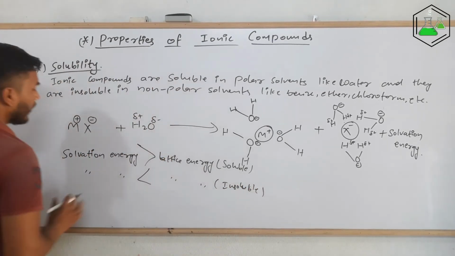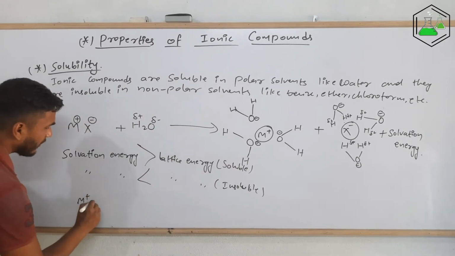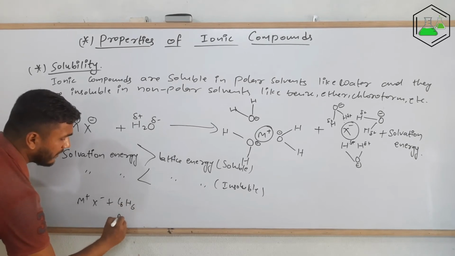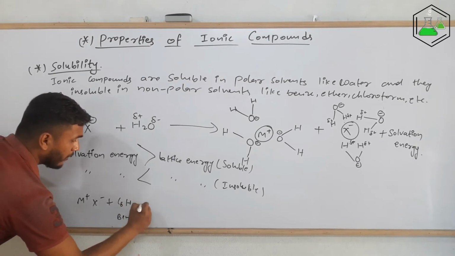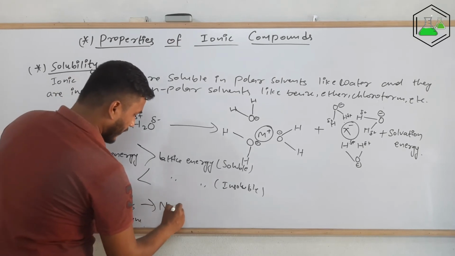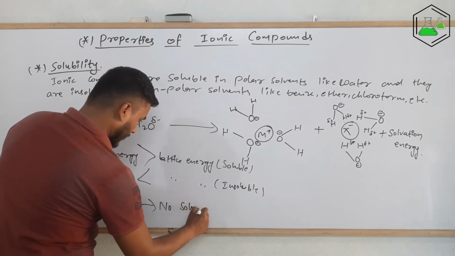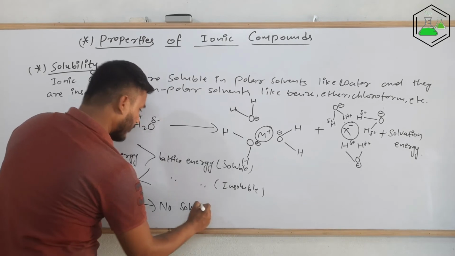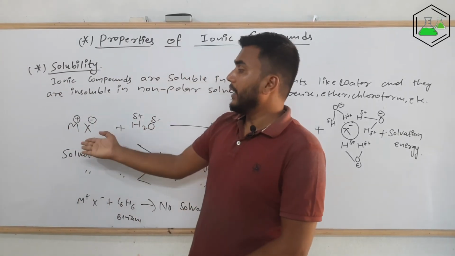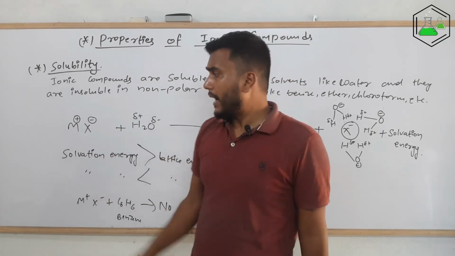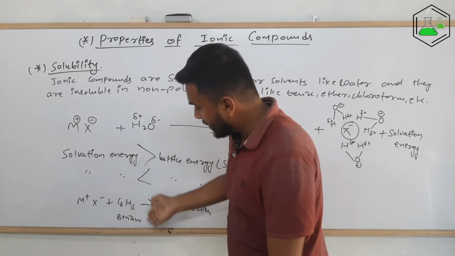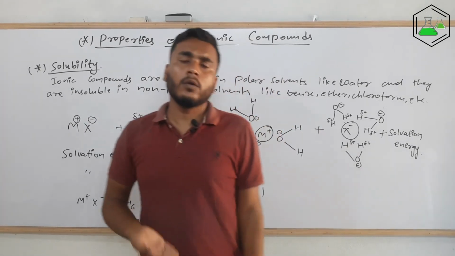Now for this case we can consider M plus X minus plus C6H6. What is this? This is benzene. Non-polar. Then obviously there won't be any solvation phenomenon over here, no solvation, and as a result there won't be any solvation energy as well. And if there is no solvation energy, what will break this ionic compound, right? So an ionic compound will not be soluble in organic compounds like benzene or ether or chloroform.